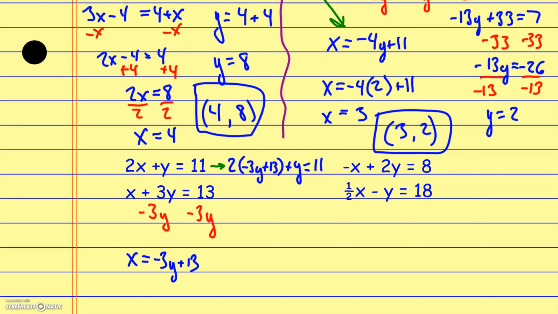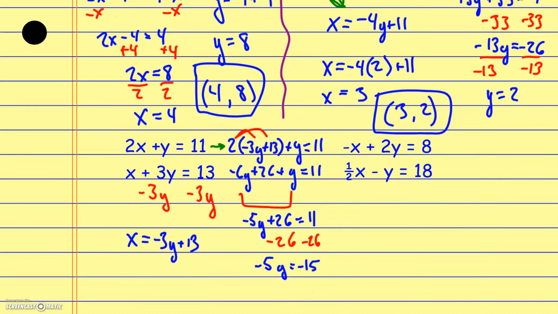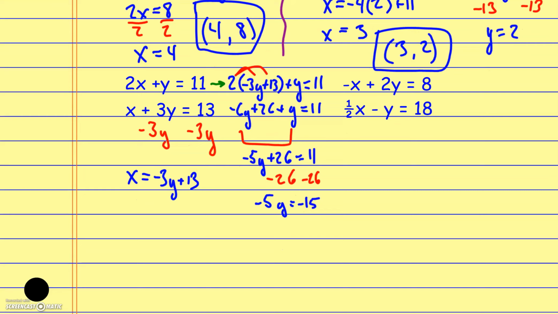So I substitute that expression in, and now I simplify. I solve. So I distribute. That's going to give me a negative 6y plus 26 plus y equals 11. I combine like terms. So that's going to give me a negative 5y plus 26 equals 11. I subtract the 26 from each side. So I get a negative 5y equals a negative 15. And now from here, I just have to divide by this negative 5.